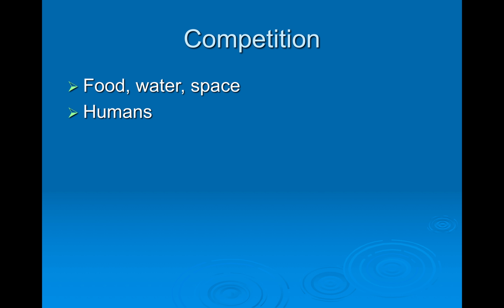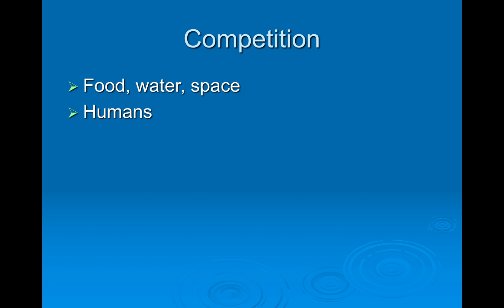Another thing that keeps populations in check is competition. Okay, and we've already talked about these, but basically, there's only a certain amount of food, water, space, nutrients, sunlight, and when one of those runs out, that keeps our populations in check. Now, humans, for the most part, we don't have to compete over those kind of things as much as other organisms do. There's usually enough food and water and space, but as our population increases, that may change.